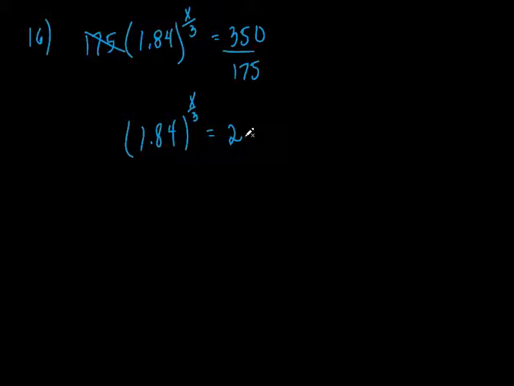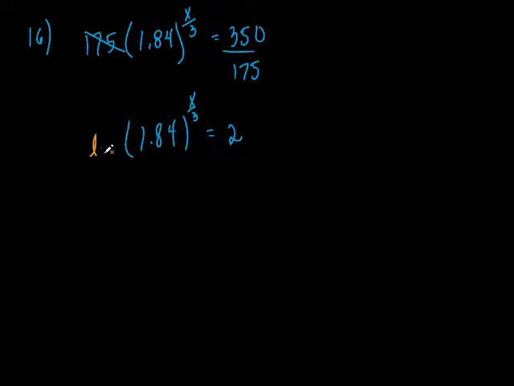You could do this a couple ways. You could do the log of both sides, or you could just change this to logarithmic form: log base 1.84 of 2 equals x over 3. You're going to find out either way you do it, you end up with the same exact thing. What would you rather do? Would you rather take the log of both sides or change this into logarithmic form? Log of both sides? Okay, let's do that then.